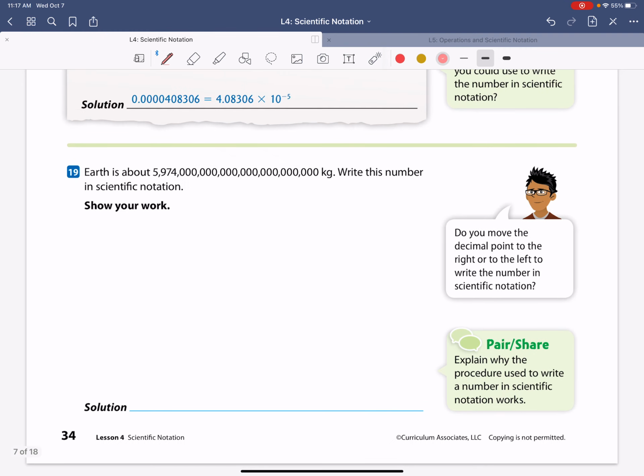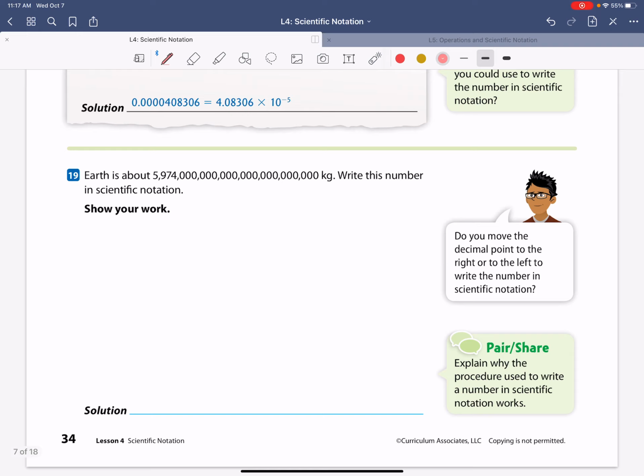All right, and let's go ahead and move on to here. So Earth is about, I'm not even going to attempt to say that number. Write this number in scientific notation. So again, you need to know that to go from standard form to scientific notation, it needs to be a product of two factors. One of them needs to be a number between 1 and 9, and the other needs to be a power of 10. Now that you have that, we can figure out our power of 10 as soon as we figure out what our number is between 1 and 9.